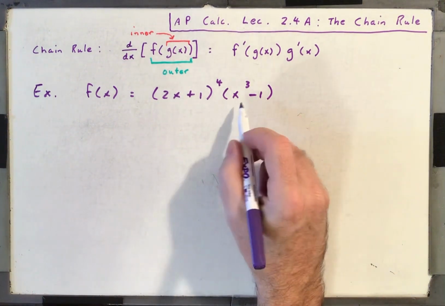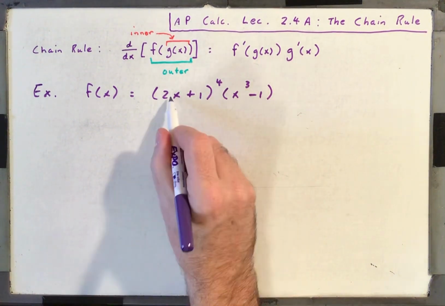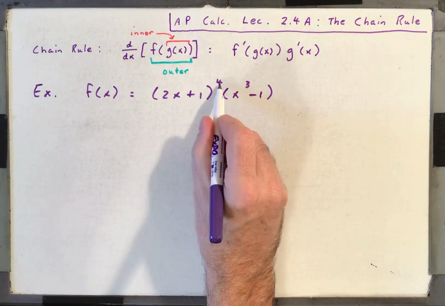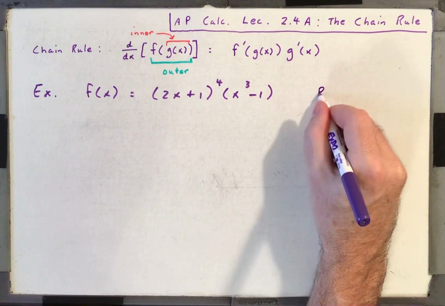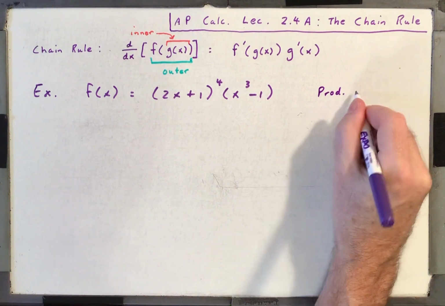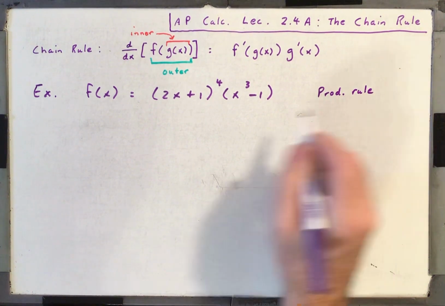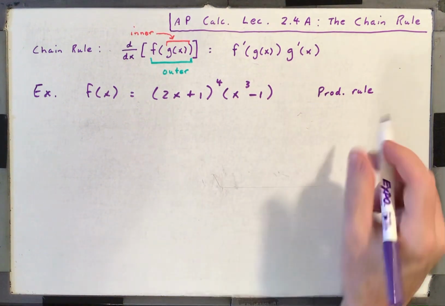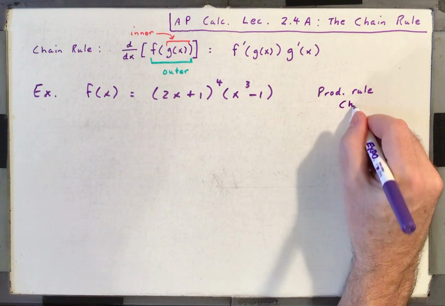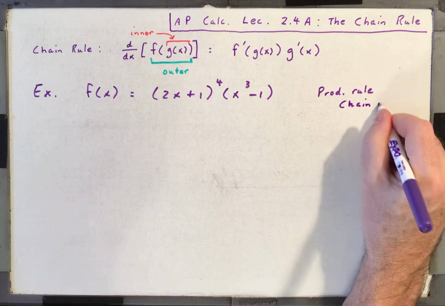So here we have a chain rule with this function, that 2x plus 1 to the 4th. We'll have to use the chain rule there, but we also have a product rule. So first we have to do a product rule because we have 2 functions multiplied, and then within that product rule we'll have a chain rule.